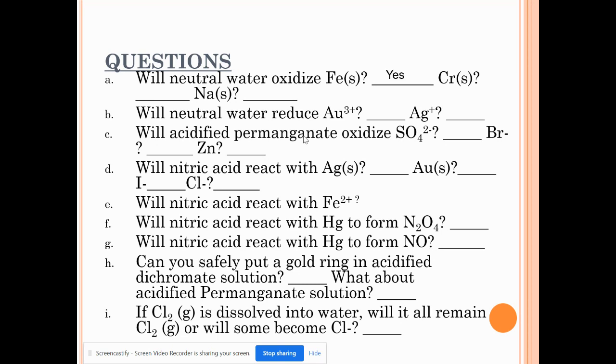Okay, will neutral water oxidize your Fe? Yes. Water's going to oxidize iron, below and on the right, making that Z pattern. Again, with chromium, below and on the right, making that Z pattern, and sodium as well.